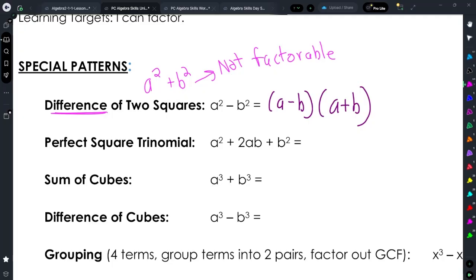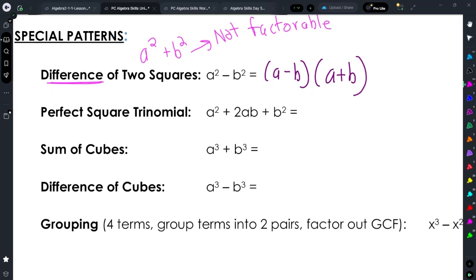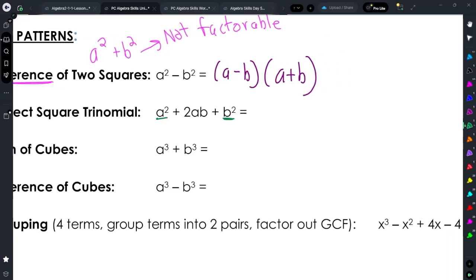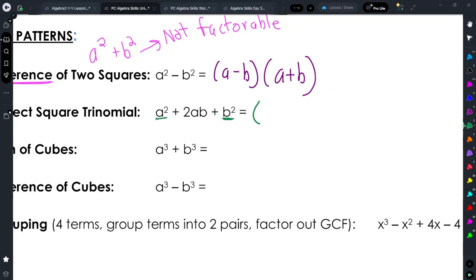Right, the next shortcut we have is called the perfect square trinomial, where if I have a squared plus 2ab plus b squared, so if I have something squared plus something else squared, and then the middle term is 2 times the square root of a squared and b squared, then that will factor into a plus b times a plus b, or a plus b squared.